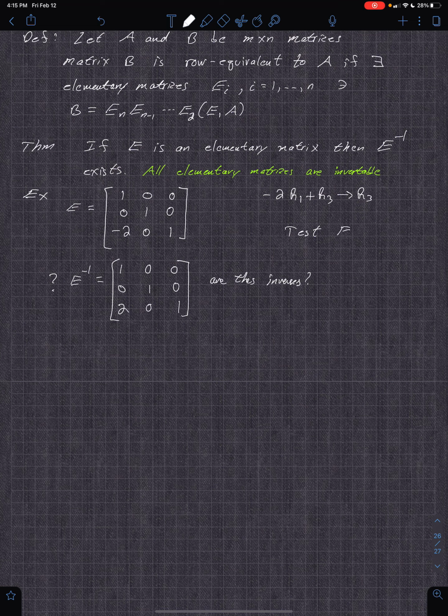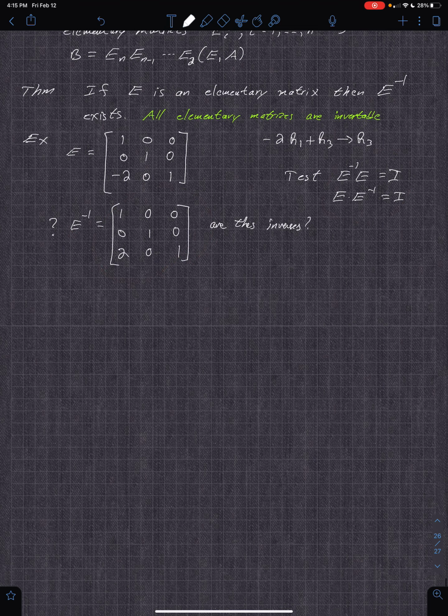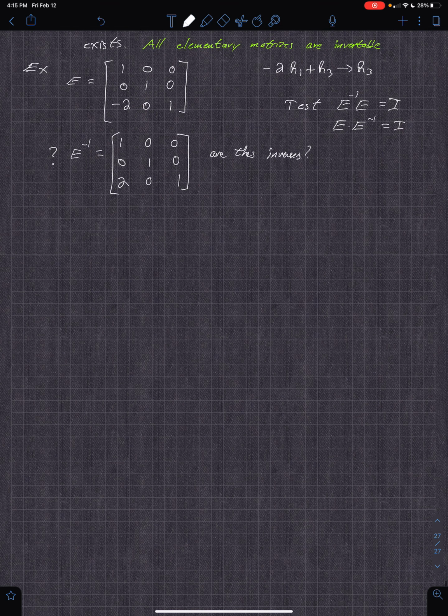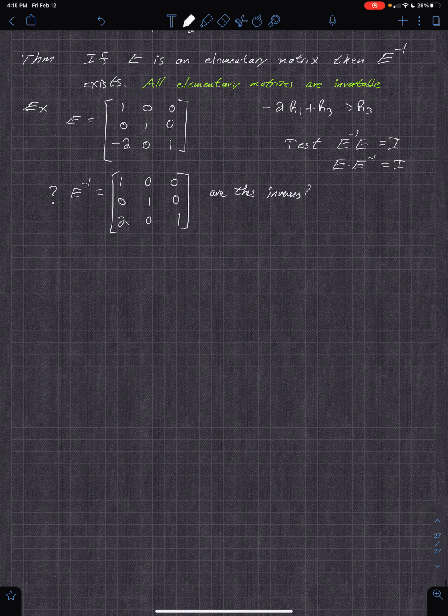Well, you got to test, right? E inverse times E is I, and vice versa. E times E inverse, do you get I as well? So you got to test both directions. We'll just do one, but if you can show that, then they are indeed inverses. I really can't say it's an inverse until I know it's an inverse. But that's just the operation I want you to check out. So do those two matrices and do the product.